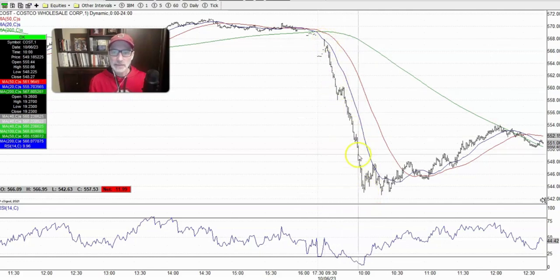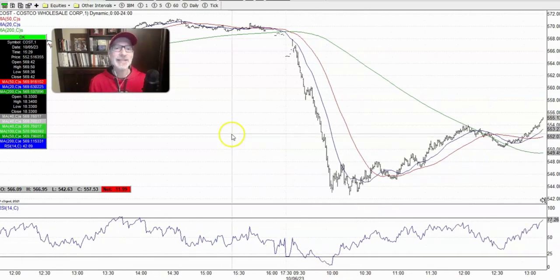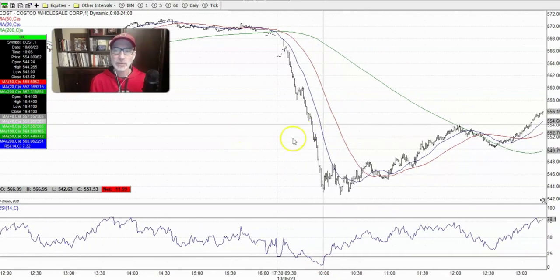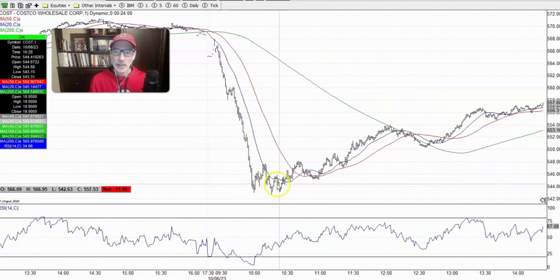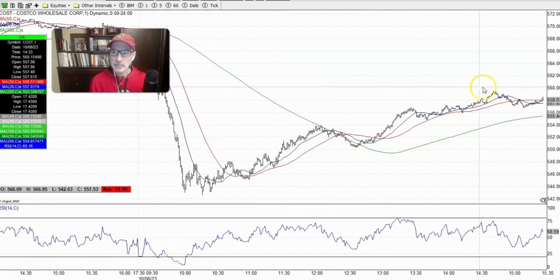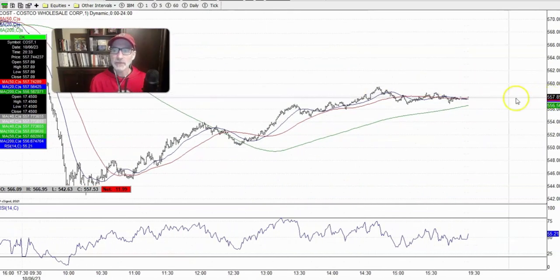Just massive selling, way oversold on the RSI on the 1-minute chart. And it just didn't make sense not to buy some shares of Costco, because look what happened. It bottomed out around 543, and at the end of the day got back up to almost 560 and finished the day around 557 and change. So you can take advantage of massive euphoric moves, whether on the upside or downside.